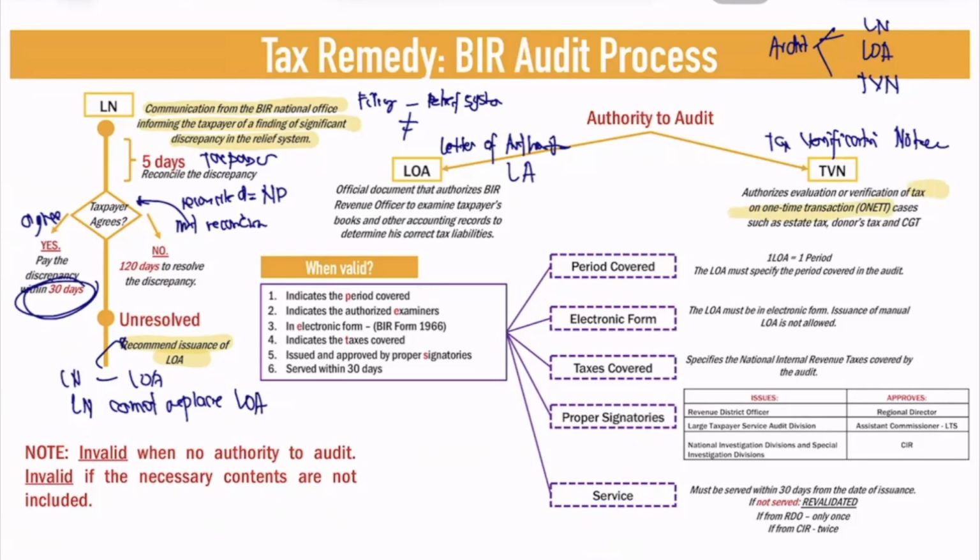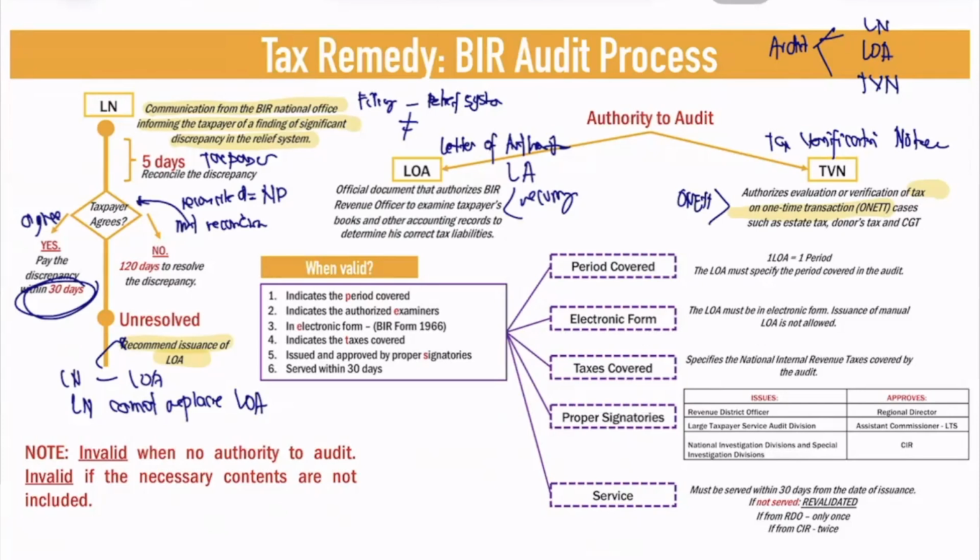So generally, if that is recurring, as we said, LOA. If that is on it, TVN. So you should know the proper authority to audit document that will be issued so that the assessment will prosper. Again, if that is purely LN, that is not valid assessment. It must be converted to LOA.